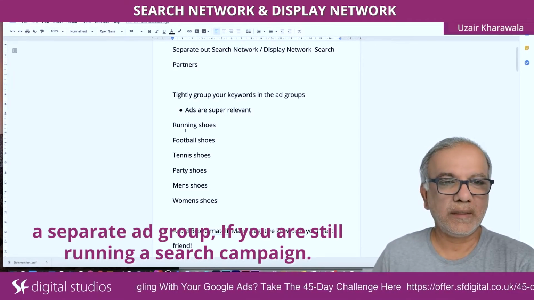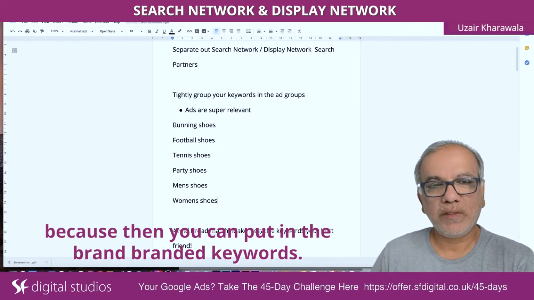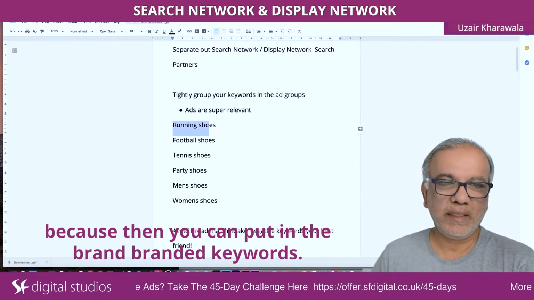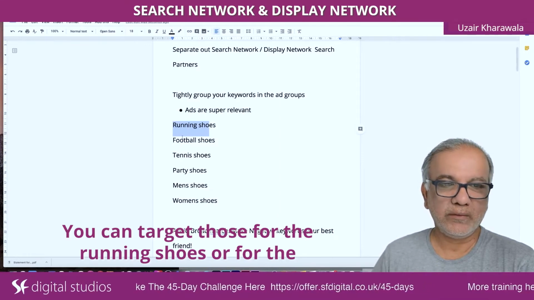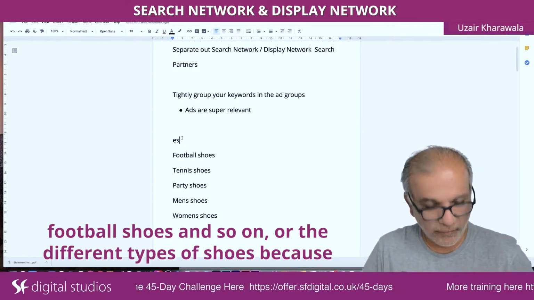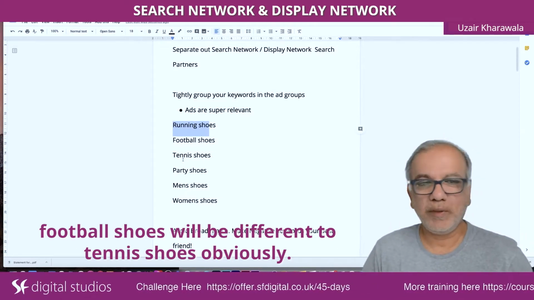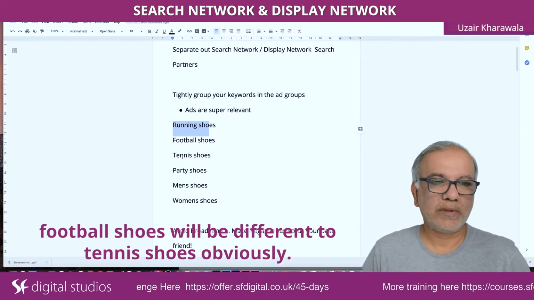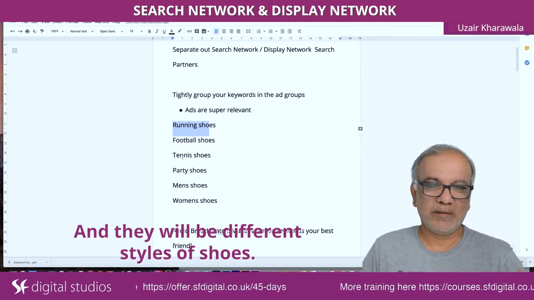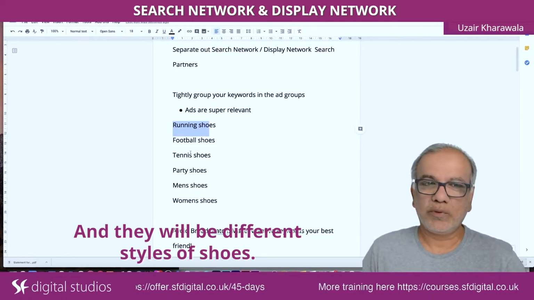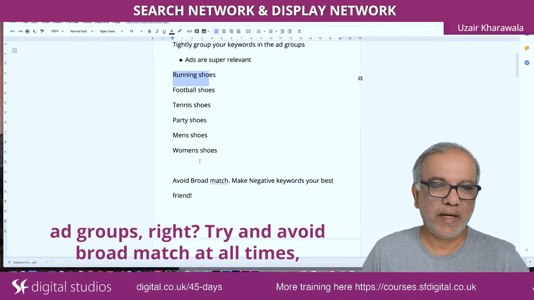If you are running a search campaign, don't have them all in the same ad group, because then you can put in the brand keywords. You can target those for the running shoes, or for the football shoes, and so on, or the different types of shoes, because football shoes will be different to tennis shoes, obviously, and there will be different styles of shoes, so you want to keep them separate in each of the ad groups, right?